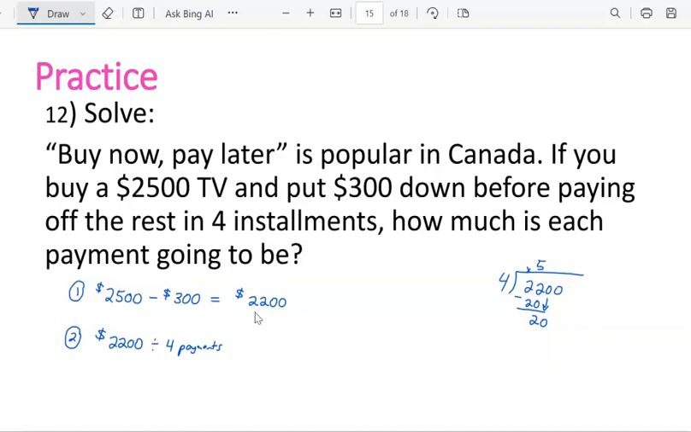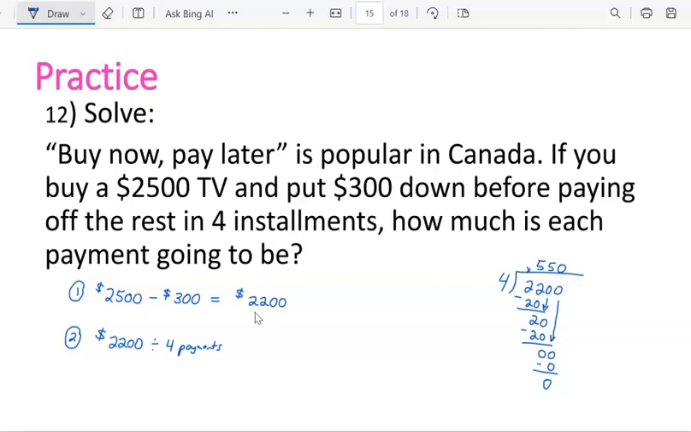4 goes into 20 5 times. 5 times 4 is 20. We subtract that away and we bring down the 0. We're going to divide one more time. 4 goes into 0 0 times. 0 times 4 is 0. And so we're finished. That additional subtraction there, that's just to show everything completed.